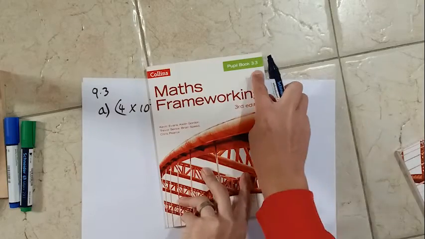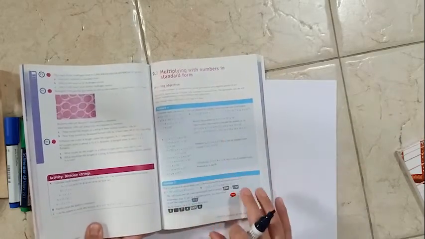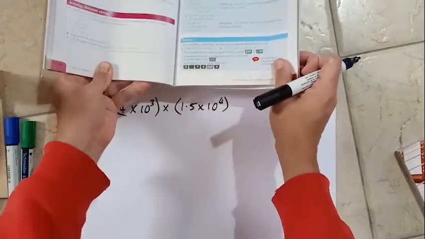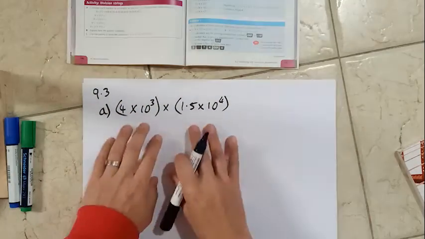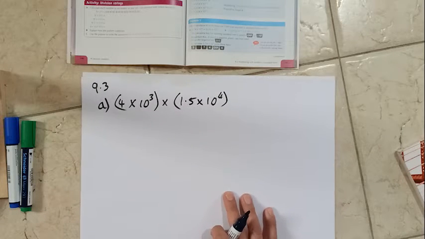Collins Maths Frameworking, book 3.3, 9.3, exercise 9C, multiplying with numbers in standard form. So I've got two numbers here in standard form, and we're going to multiply them together.